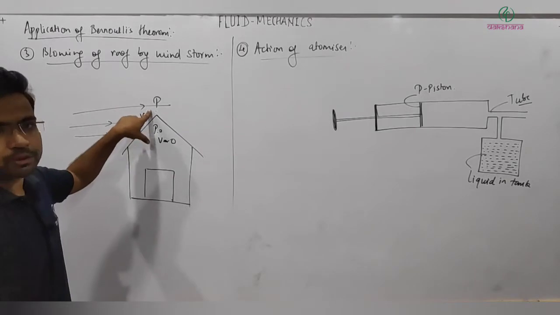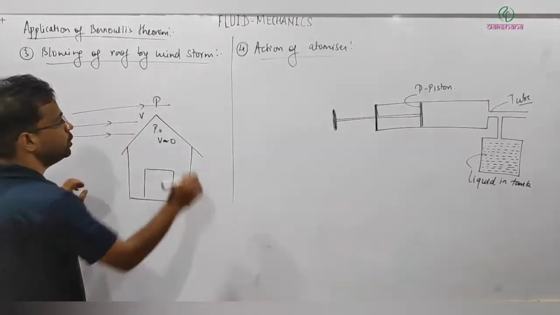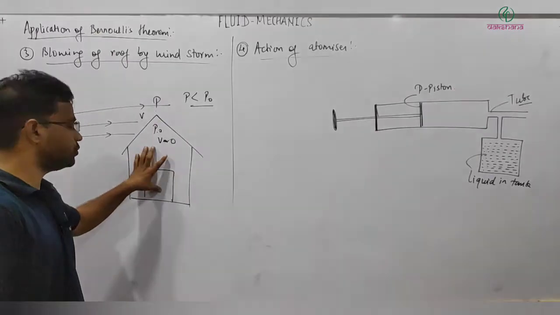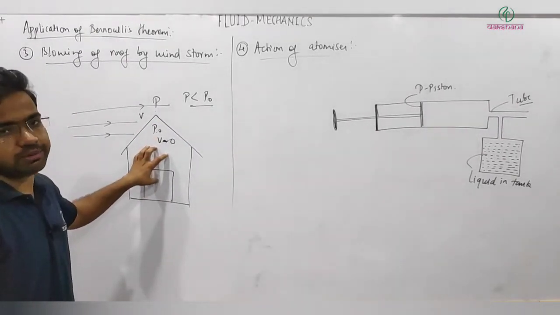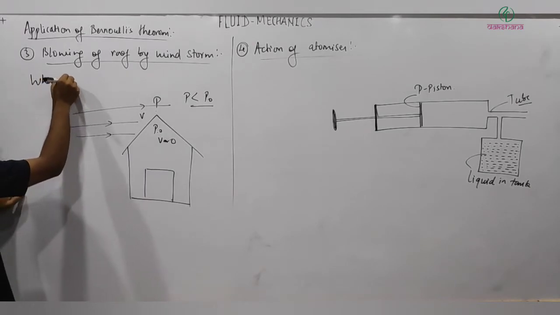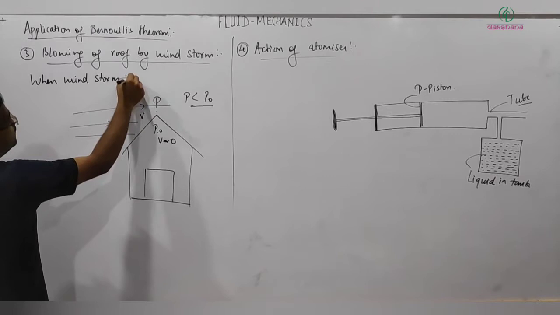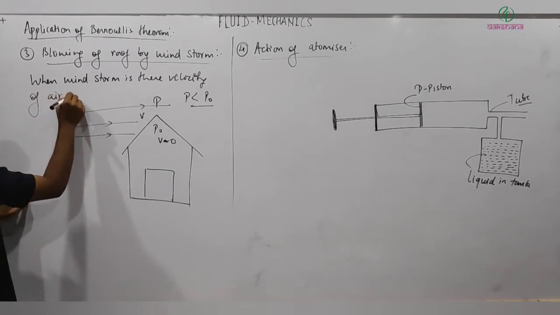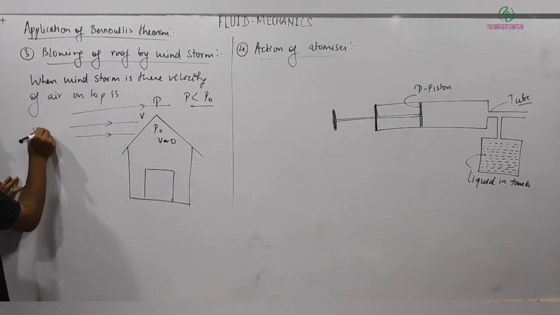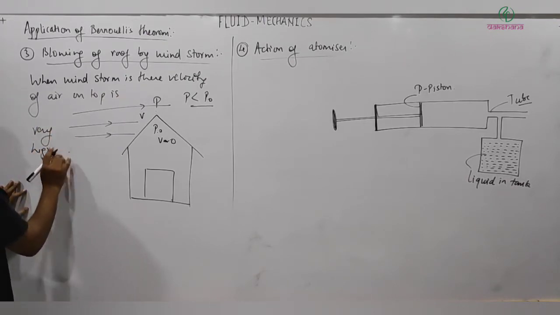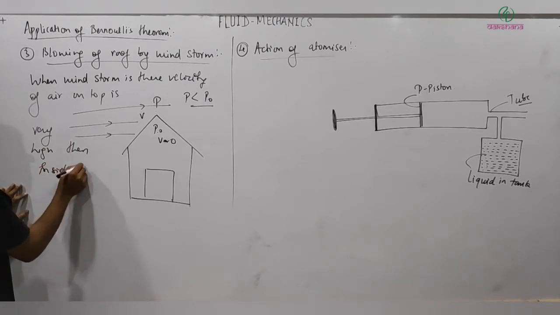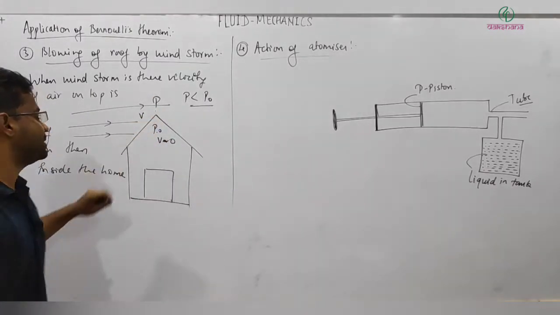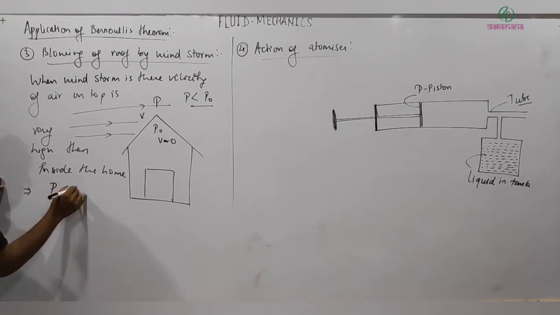Then what we can see, at this point the velocity is very high, so the pressure will be very low. So you can expect p is less than p naught. Because it's a rooftop of some home, inside the velocity of the air will be very low. So when a windstorm is there, the velocity of air on top is very high and below it is low, and that results in low pressure here and high pressure inside. That implies P less than P naught.